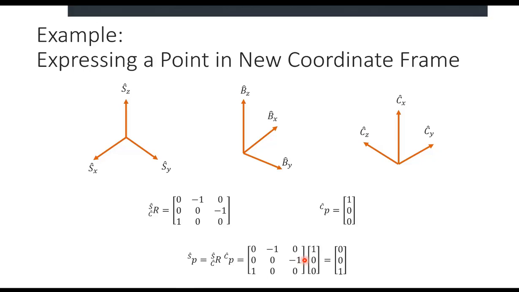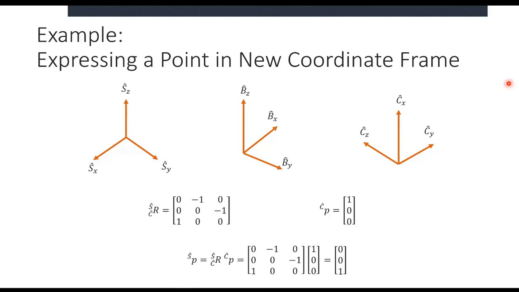So here I'm just doing basic matrix multiplication. 0 times 1 is 0, and so everything's going to be 0 for this top one. Everything's going to be 0 for this middle multiplication. And then finally, I'm going to end up with a value of 1 for z, and that checks out with our intuition over here.